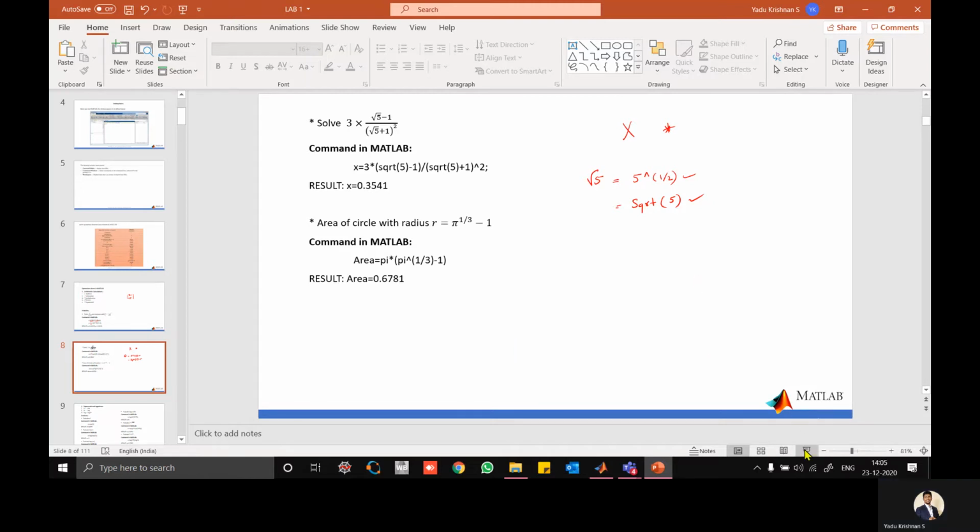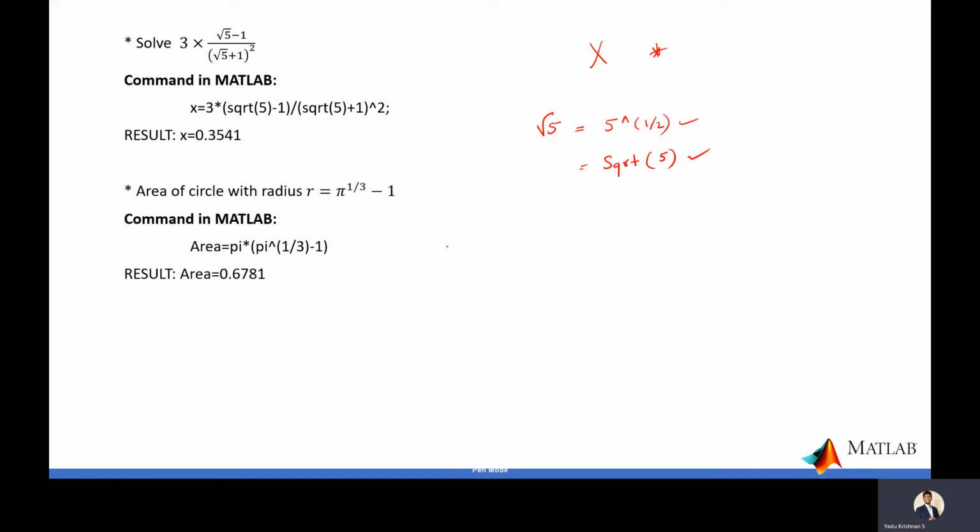Pi, how will you write pi in MATLAB? It's very easy. Pi is nothing but pi. Pi is the pi value. So directly, instead of writing 3.14, whatever the values you know after the decimal point, doesn't matter. You just use pi. Direct pi use will do.